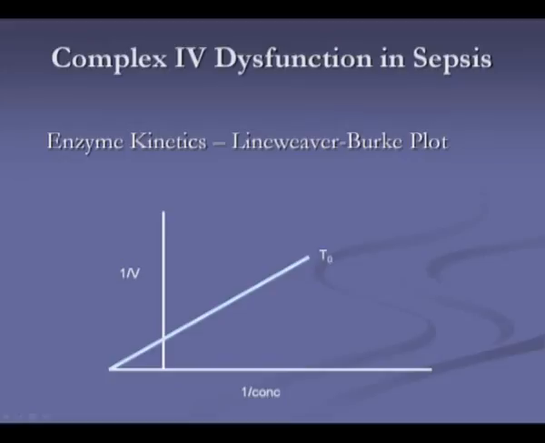How did we do the work to demonstrate complex 4 dysfunction? Well, essentially what we did was we made animals septic or subjected them to sham operation, and we isolated mitochondria, and we fed the mitochondria cytochrome C for a specific amount of time in the presence of all kinds of excesses of other substrates, and looked at the kinetics, how much cytochrome C was reduced over time.